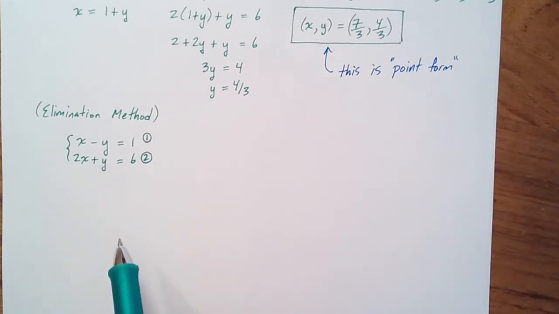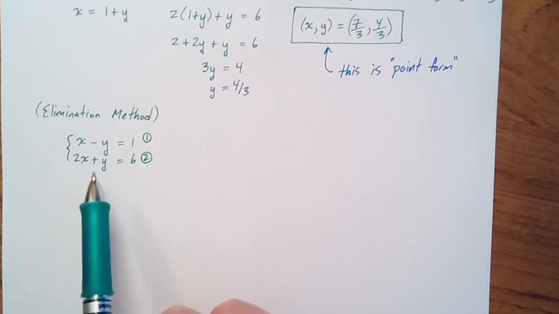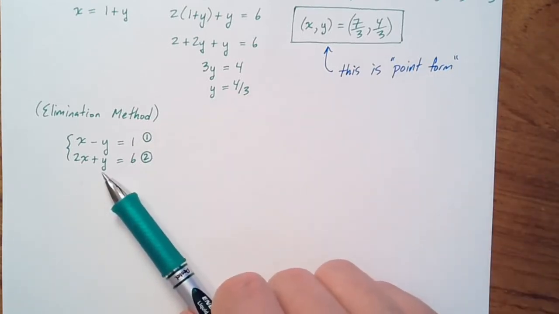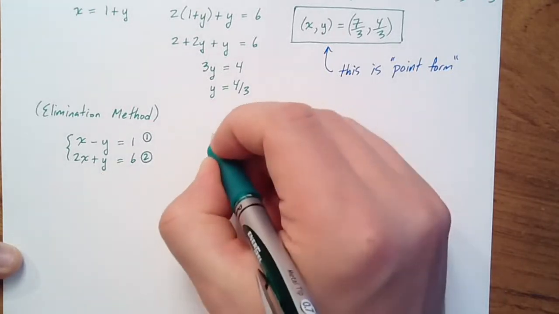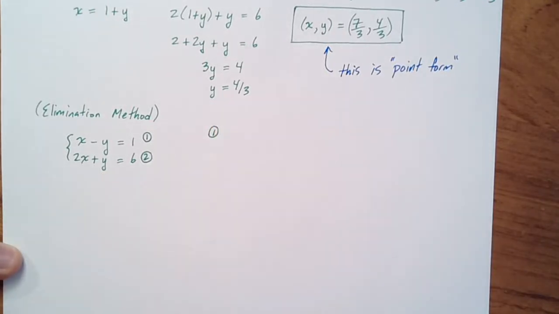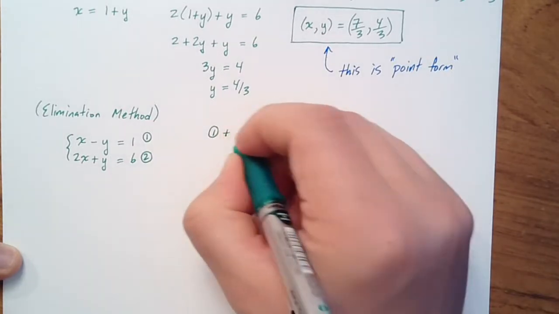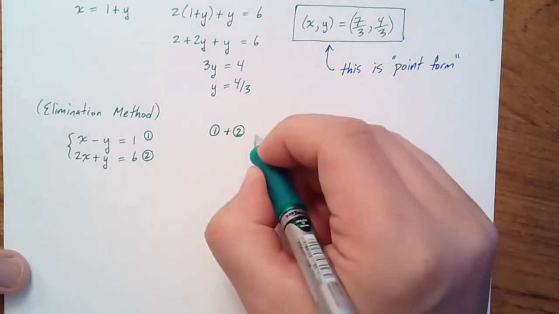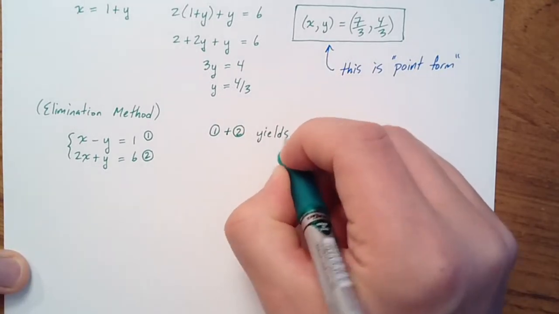So one of the things you notice is that in the first equation, the term that involves y is a negative y. And the term that involves y in the second equation is positive y. So what would happen if I took equation 1 and added it to equation 2? What would that give me? Well, this is what it would yield.